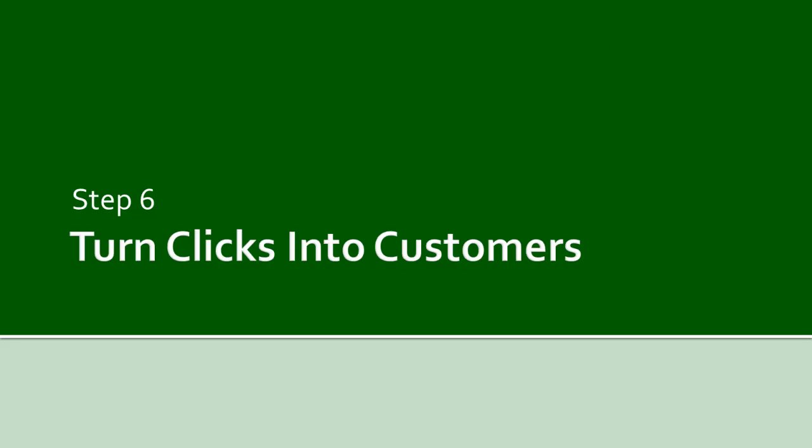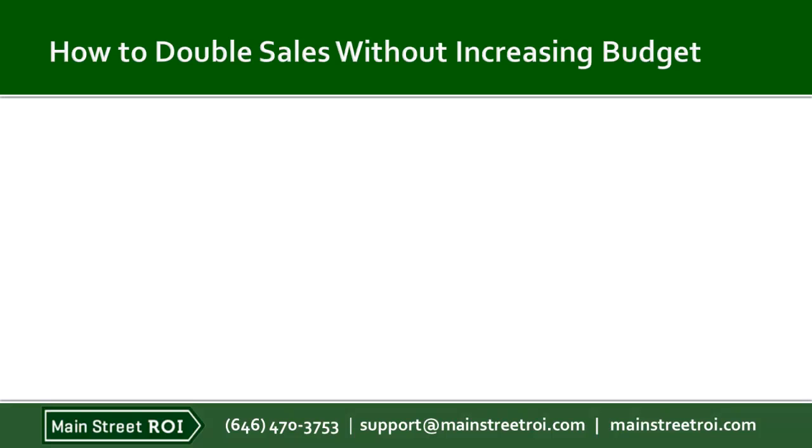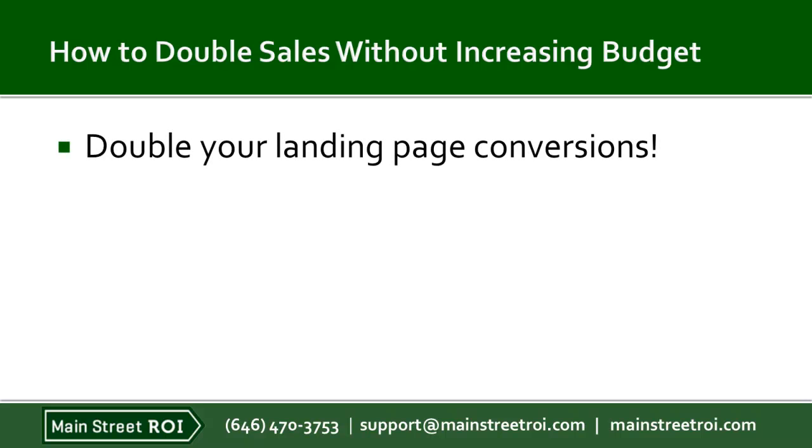Okay, now on to step 6. Once you get clicks on your ads, you actually have to turn those clicks into customers, and that's what leads us to your landing page. That's where you convert the visitors into leads and sales. And earlier, I mentioned that I would reveal how to double your sales without increasing your budget, and this is actually related to your landing page. The way you do it is you double your landing page conversion rates. If you can improve the conversion rates of your landing page, then you will double your sales without any additional investment in your Google Ads advertising.